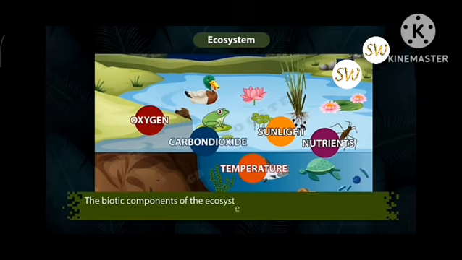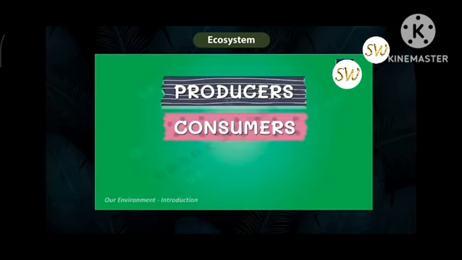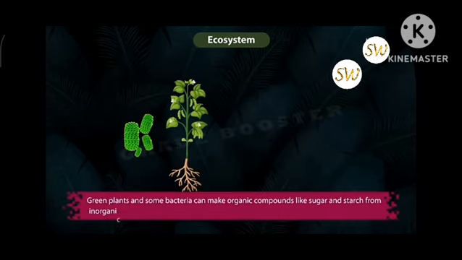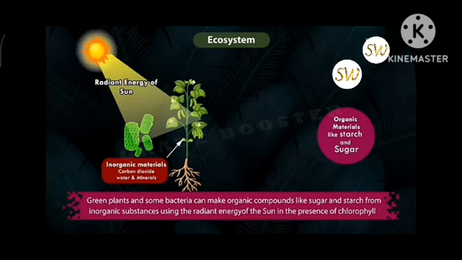The biotic components of the ecosystem are categorized into three types according to their mode of feeding. They are producers, consumers, and decomposers. Green plants and some bacteria can make organic compounds like sugar and starch from inorganic substances using the radiant energy of the sun in presence of chlorophyll. These organisms are called producers.